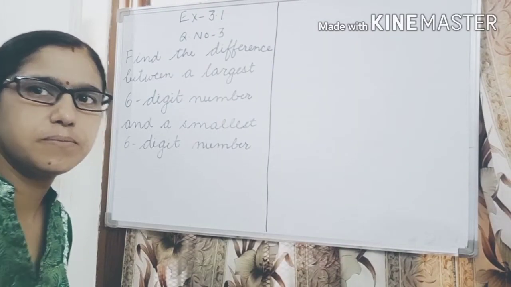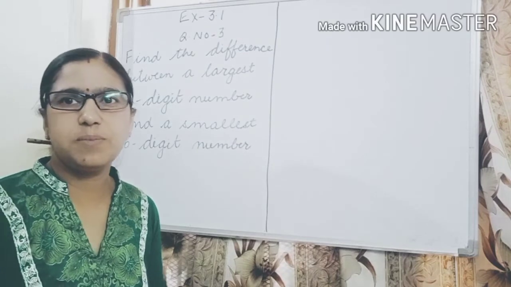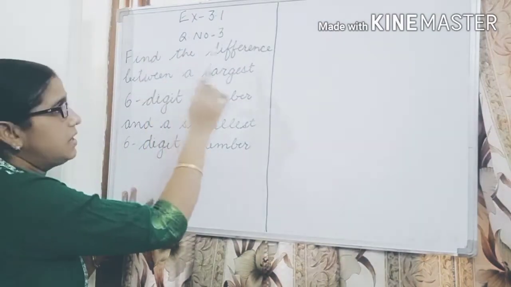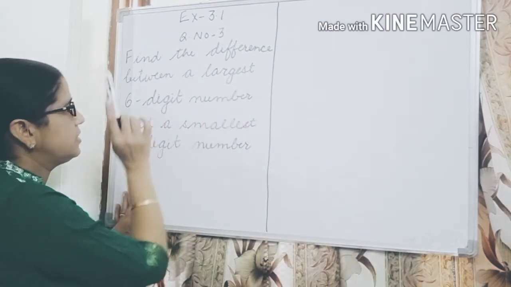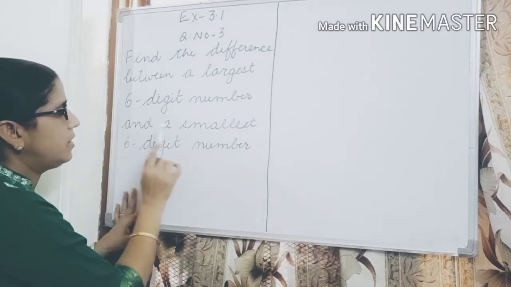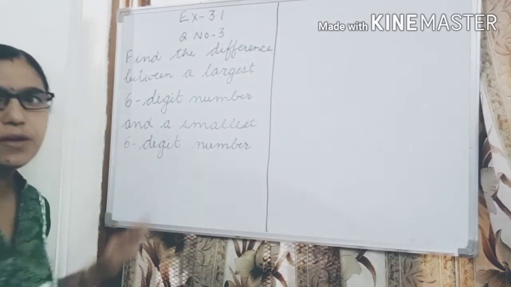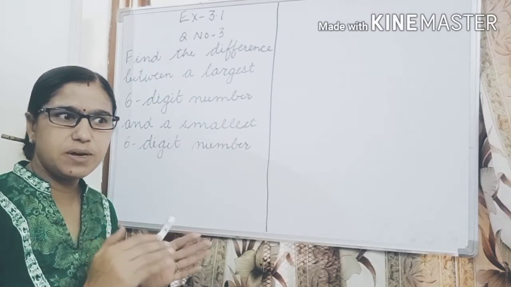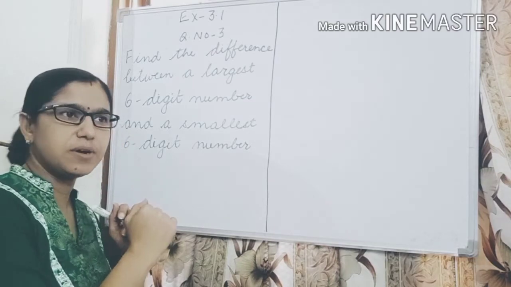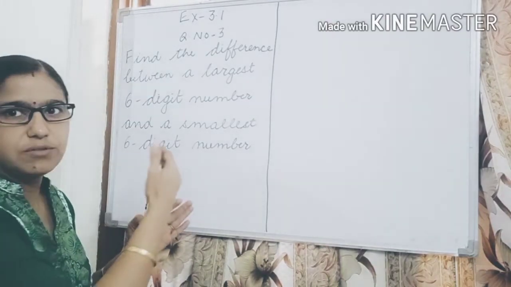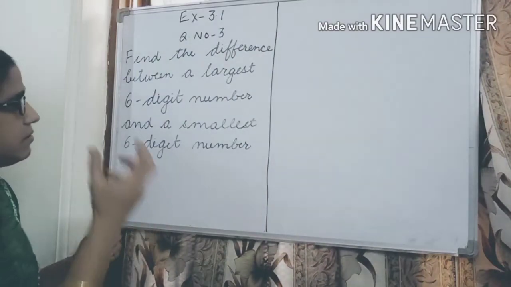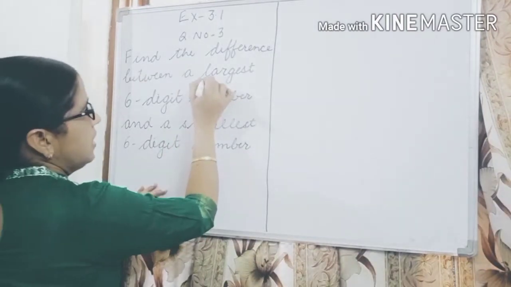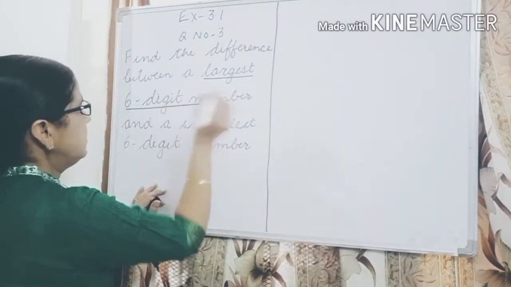Now I am going to explain the next question. What is that one? See it. Find the difference between the largest 6-digit number and the smallest 6-digit number. What do you have to do? You have to find the difference between the largest 6-digit number and the smallest 6-digit number. For doing this, we have to write down the statement. You will understand what statement we have to write. See, first we have to write down the largest 6-digit number.